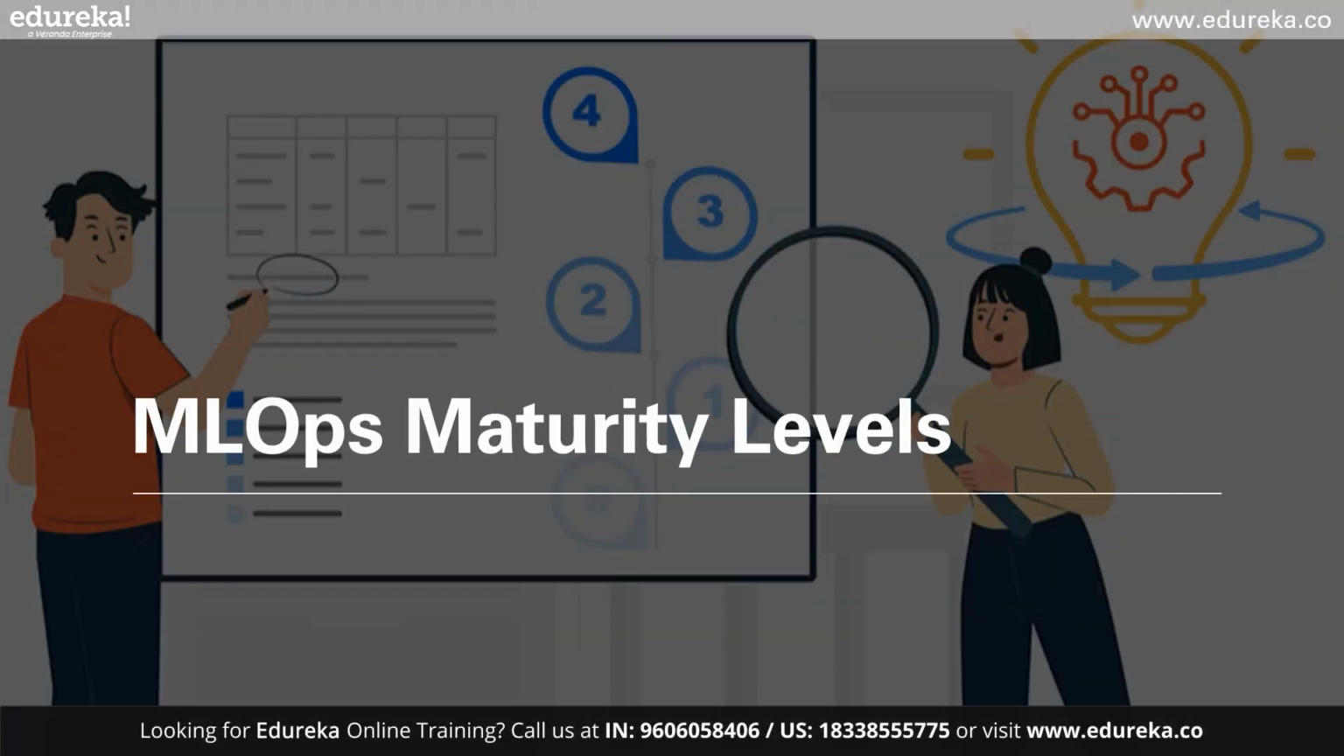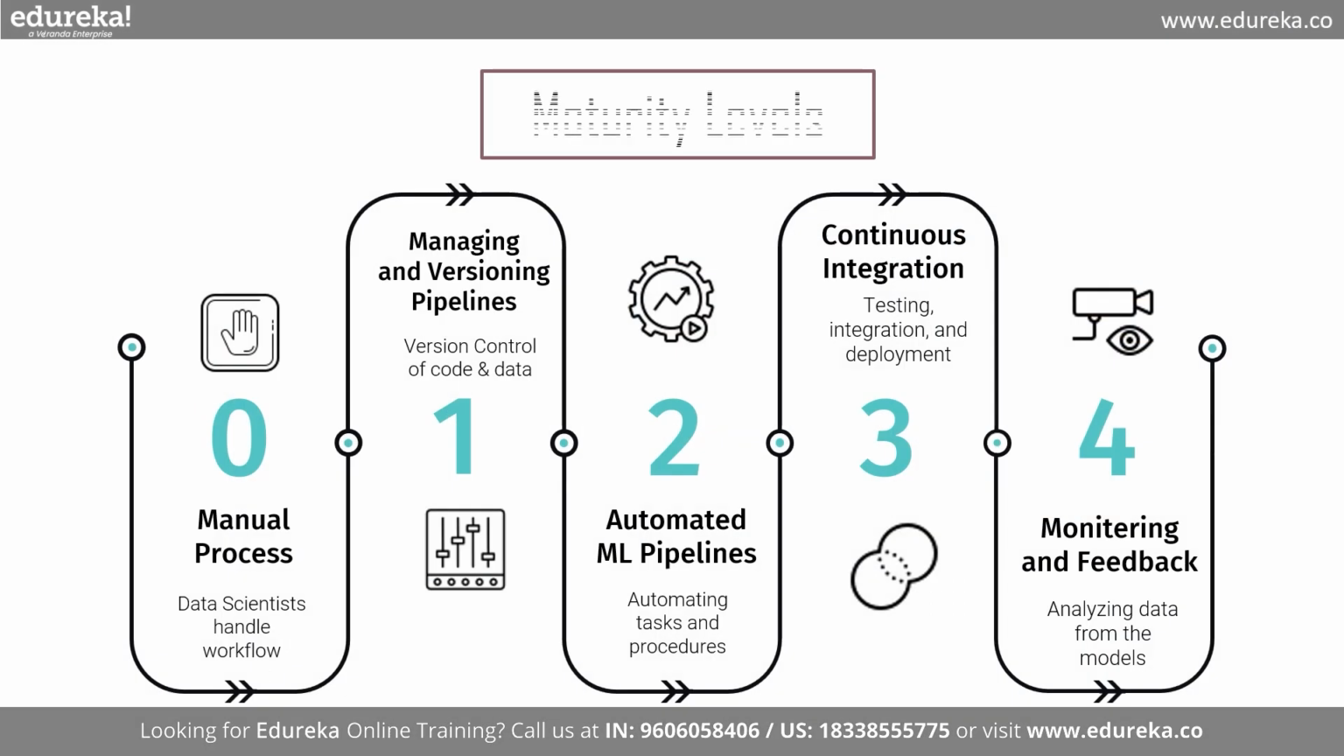Next, let's talk about the MLOps maturity levels, which can be classified from level 0 to level 4. However, we also have level 5 at this stage. So talking about level 0, which is the manual ad hoc processes, at this level machine learning projects are managed using manual and ad hoc processes. Data scientists handle the entire workflow including data collection, model training, and deployment.